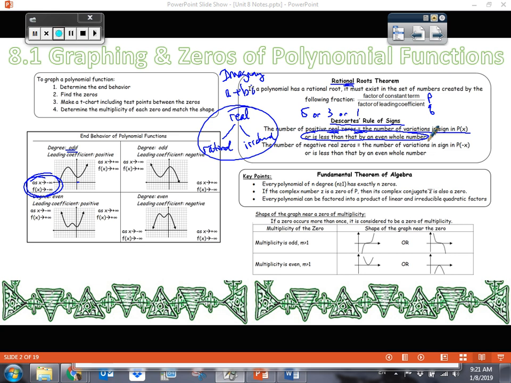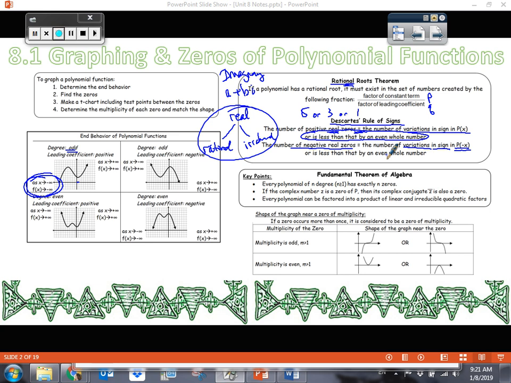Alright, and then if we want to find the number of negative real zeros, the first thing we'd have to do is find p of negative x, and then do the same procedure. It's going to be the number of variations in sign, or less than that by an even whole number. And I'll take you through an example of that that will make sense, hopefully.